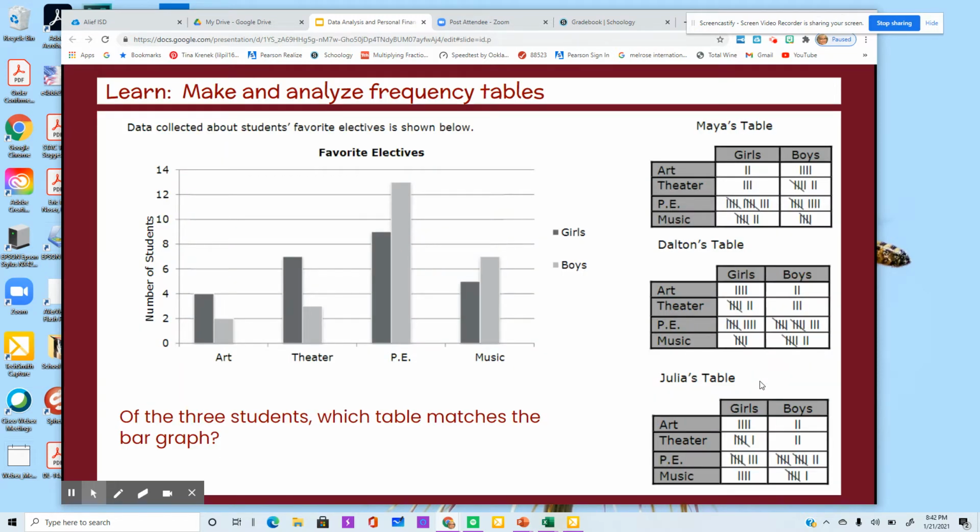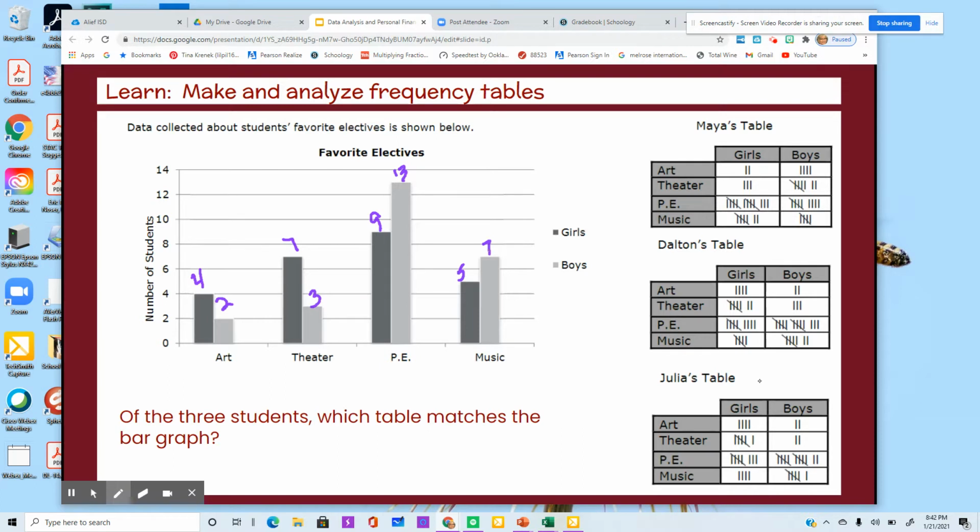As you look to the left, you have Maya's, Dalton's, and Julia's table. These are called frequency tables because they're made up of tally marks, and we just have to figure out which one matches the bar graph. So the best thing for us to do would be to label everything. We have 4 here, and we have 2 in art. We have theater, looks like 7 and 3. PE looks like 9 and 13, and music has 5 and 7.